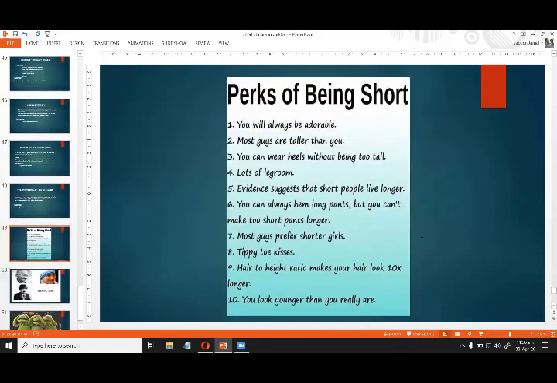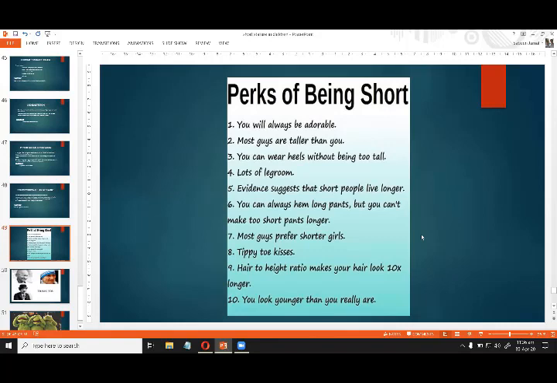Having said that, you don't have to worry too long because there are some perks of being short. You will always be adorable, you will always be loved by others. Most guys are taller than you. You can wear heels without being too tall. There is a lot of leg space if you are traveling. Evidence suggests that short people live longer. You can always hem long pants. Most hair for shorter girls. Hair to height ratio makes your hair look 10 times longer. You look younger than you really are.